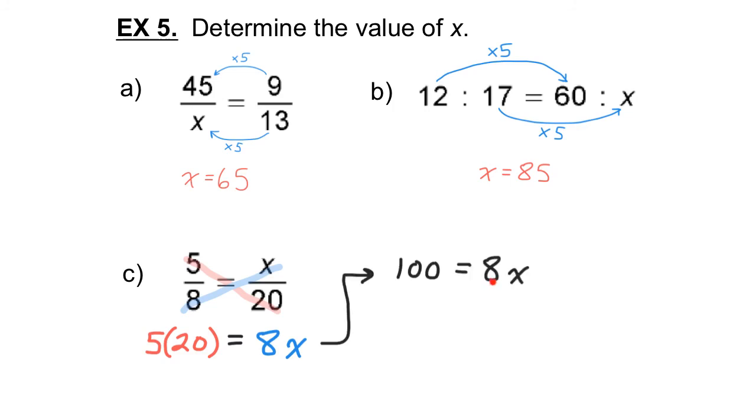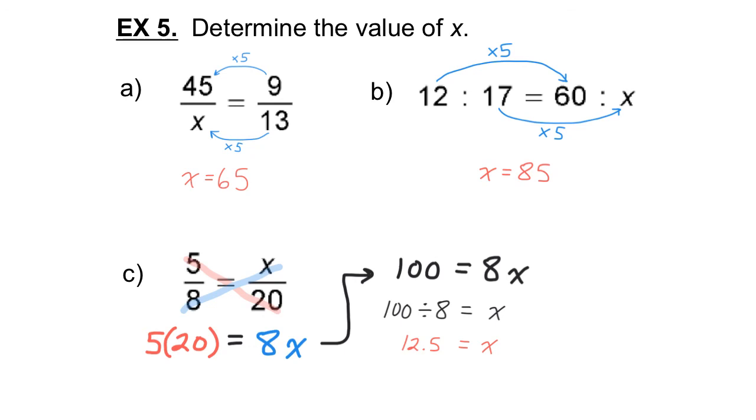So 8 times something gets an answer of 100. Well, to figure out the something, we've got to work backwards. Something times 8 gets us 100. If you work backwards, 100 divided by 8 gets us the something. So in this case, x is 12.5.